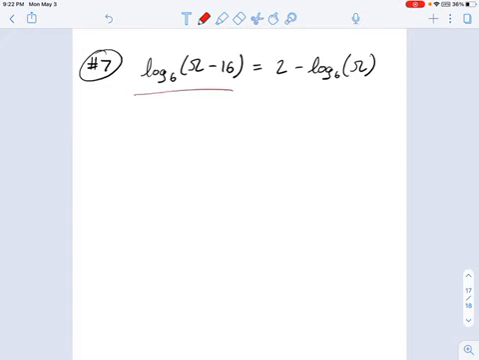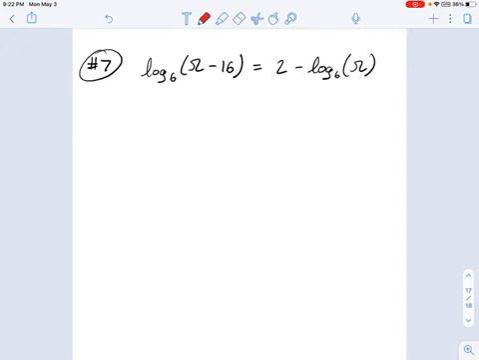Log base 6 of omega minus 16 equals 2 minus log base 6 of omega. Now, if omega bothers you, you could just rewrite this example later on as omega equals x, right? It doesn't matter what variable you use, but I'm just following along with one of the homework examples.